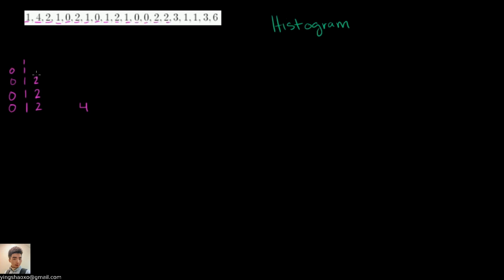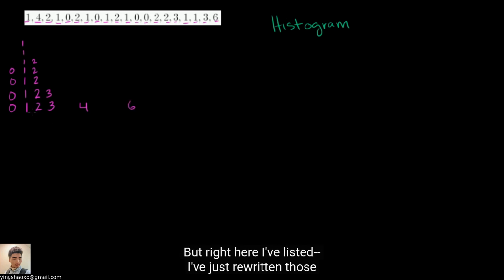I have 2 more 2s. I have a 3. I have 2 more 1s, another 3, and then I have a 6. No 5s, and then I have a 6. Sorry. But right here, I've just rewritten these numbers, and I've essentially categorized them.